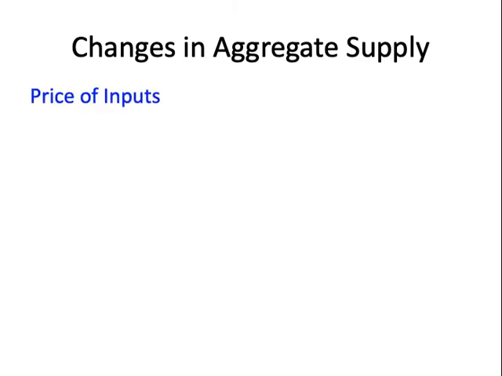So those things all impacted and changed aggregate demand. And so now we're going to look at changes in aggregate supply. If we look at aggregate supply, we want to look at the price of what it costs us to make everything, effectively, right?